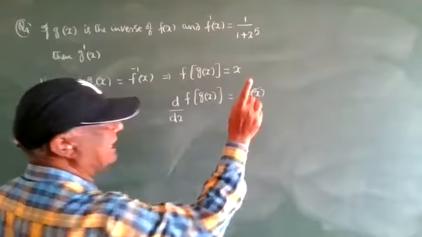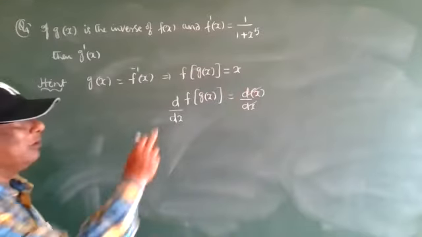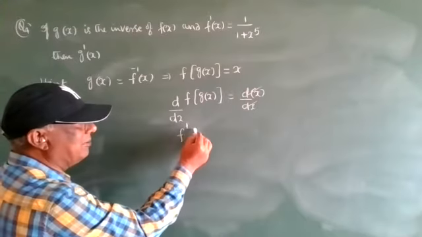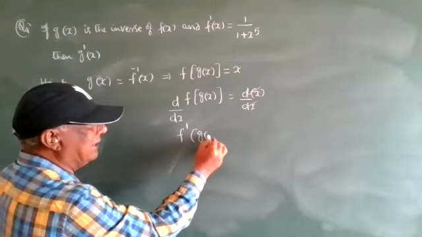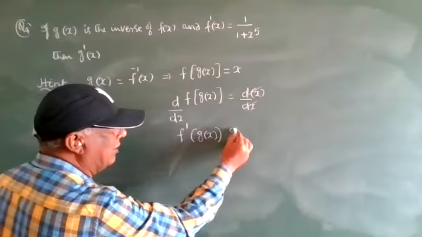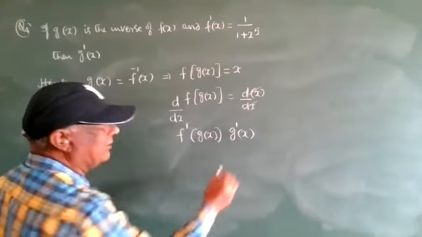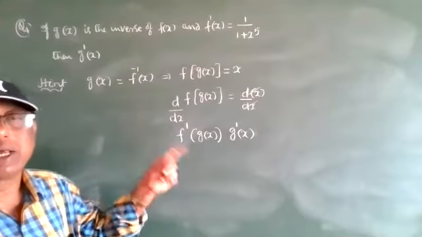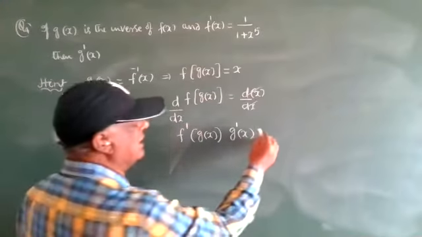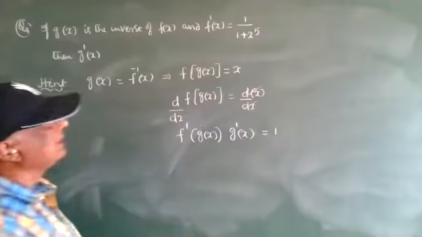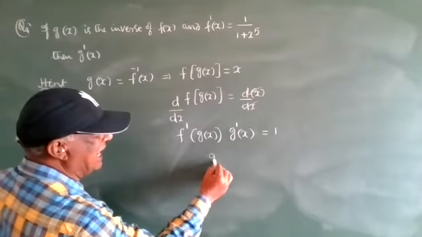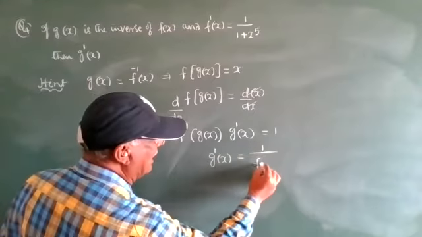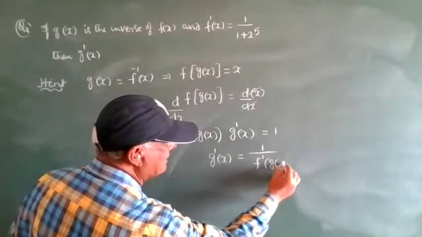Here dx cancels. Derivative of the first function, second one silent: f dash is a symbol, second one is silent. By the chain rule, derivative of the second one, g dash x, is equal to 1. So g dash of x is equal to 1 by f dash of g x.